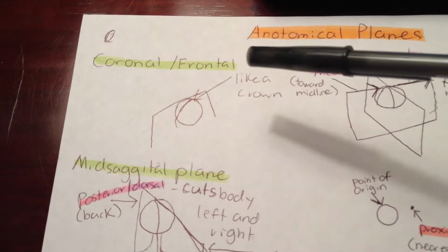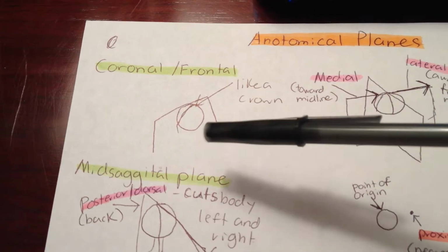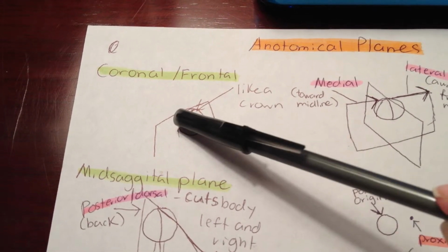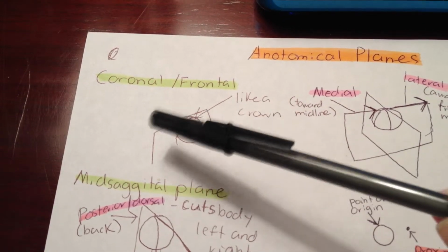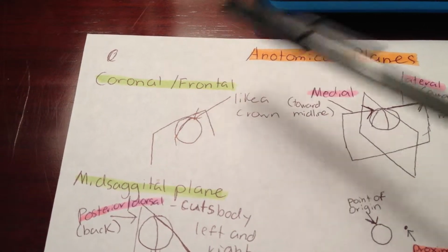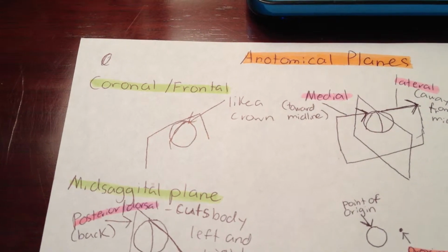Then we have the coronal frontal plane. That's basically a line going across the top of your head, almost like you're wearing a crown. That's why they say coronal, and that makes it a little bit easier to memorize.